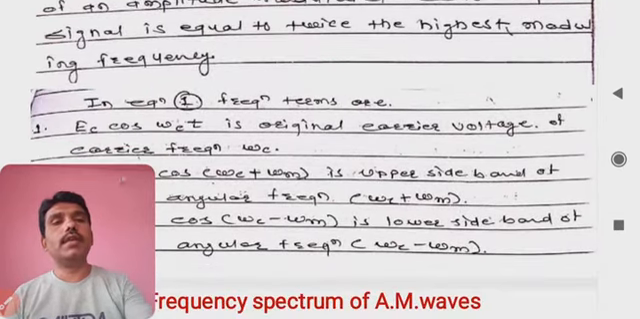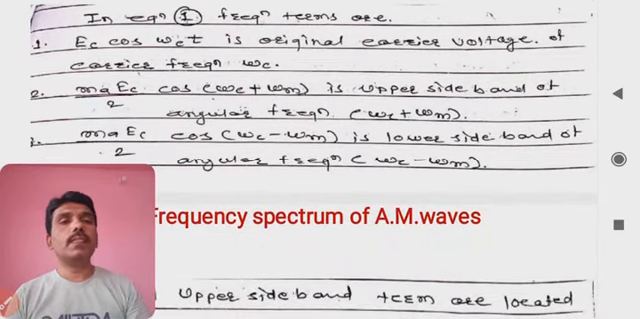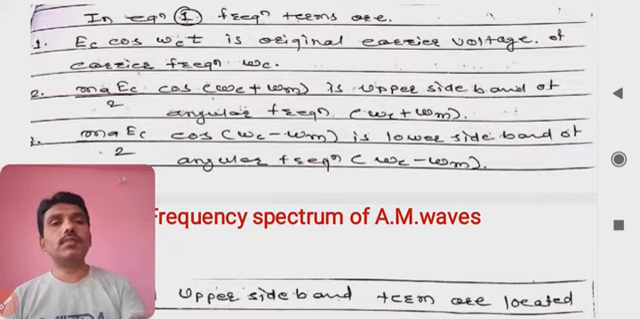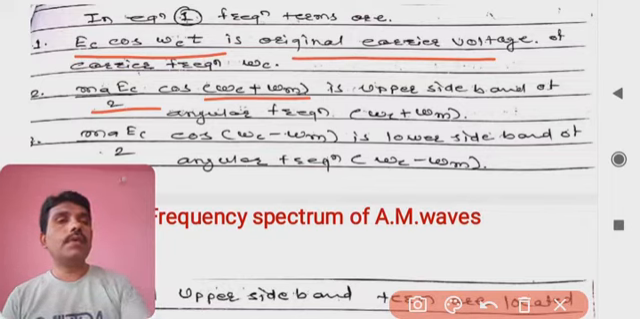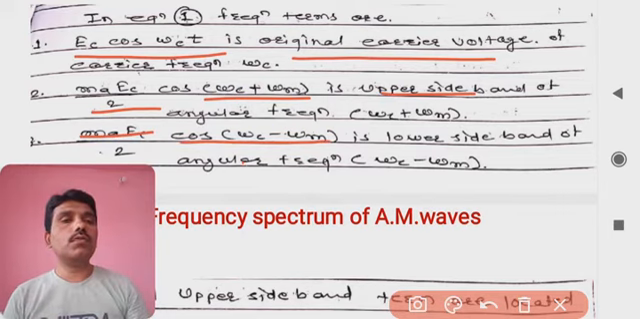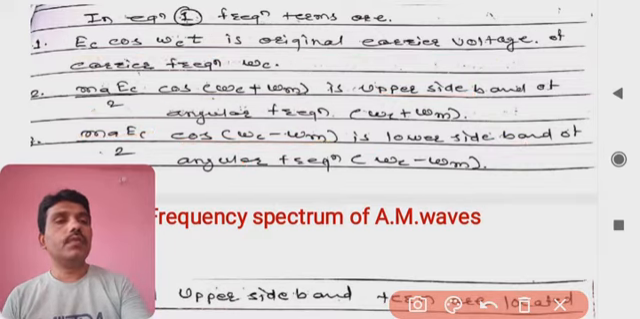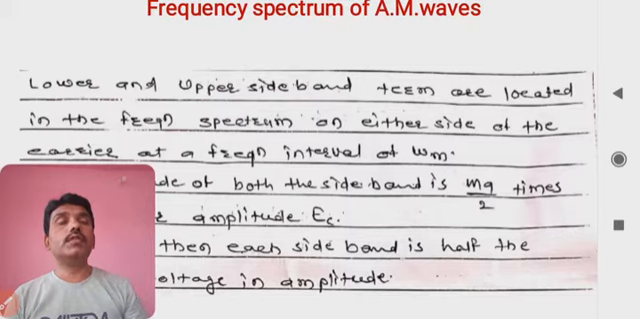In this expression, we have Ec cos ωct, that is the original carrier voltage. ma Ec by 2 cos(ωc+ωm)t is the upper sideband of angular frequency ωc+ωm, and ma Ec by 2 cos(ωc-ωm)t is the lower sideband of angular frequency ωc-ωm. So the completely modulated amplitude modulation wave contains three components: the original carrier, the upper sideband, and the lower sideband.